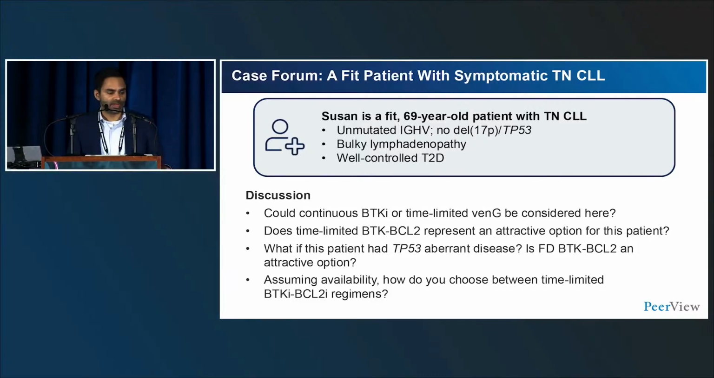So let's imagine we have a different patient now. This is Susan. Susan is a 69-year-old patient with previously untreated CLL, unmutated IGHV, no p53 aberrancy, bulky adenopathy, and well-controlled type 2 diabetes. So this is the same scenario as Kate, the first question we asked.